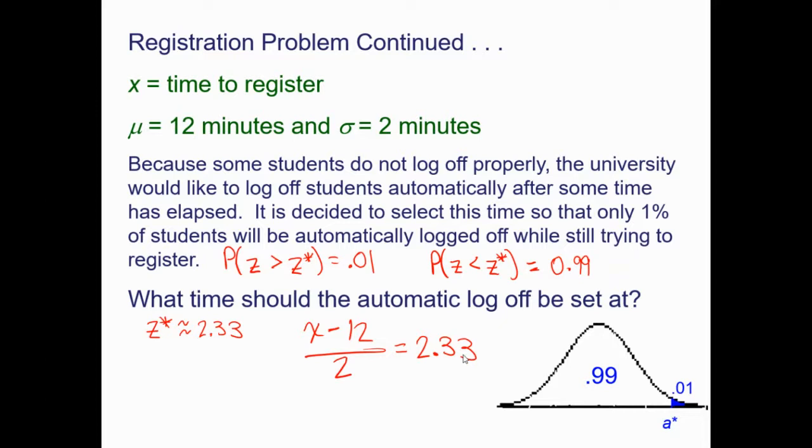So how can I get rid of that 2 on the bottom? Multiply. That's going to give me x minus 12 equals 4.66. Add the 12 over. x equals 16.66 minutes. So after 16.66 minutes, they're going to kick them out.